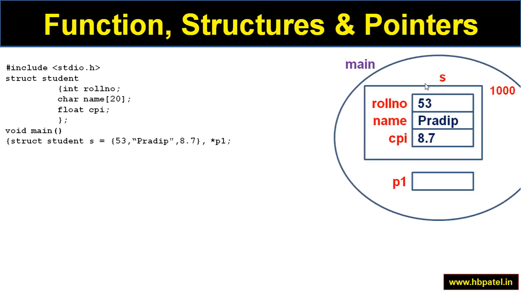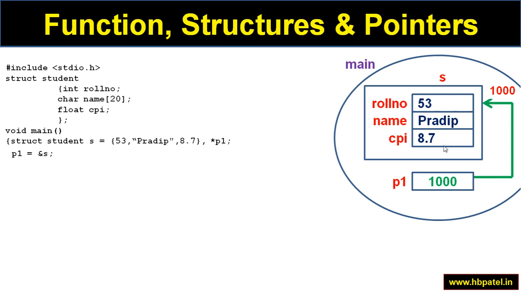So again, this is something similar to the previous case. This is my main program having one structure and one pointer. The structure has three variables, roll number, name, CPI, and the values are 53, Pradeep and 8.7 respectively. Let's say the address of this S is 1000 and P1 is a pointer. I have not put anything into P1. Now I am putting the address of S into P1. So this address of S, 1000, is put in P1. So now P1 is 1000. Indirectly P1 is now pointing to S.